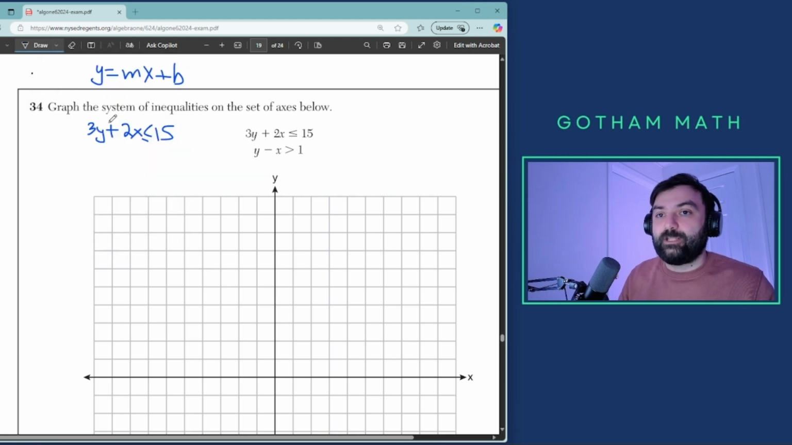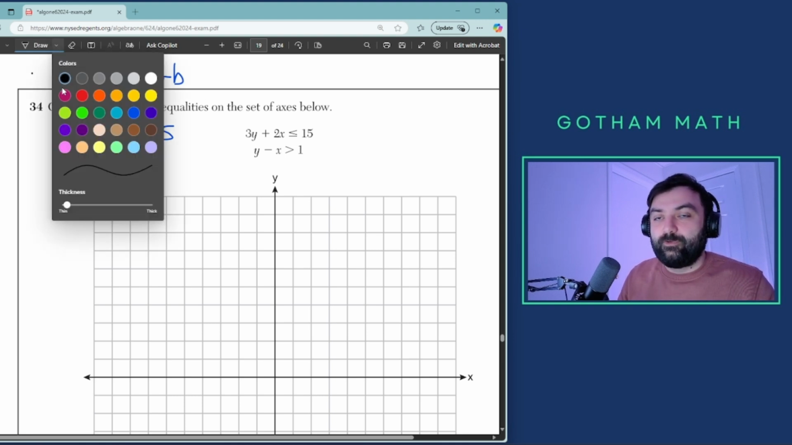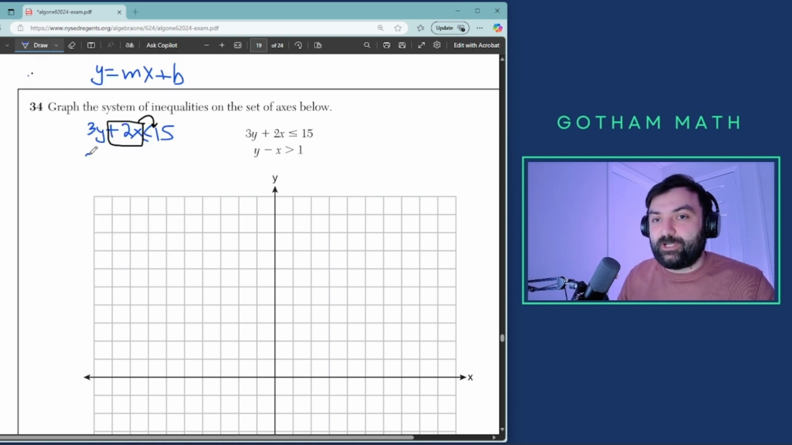So the first thing that I'm going to do, I'm going to take that positive 2x and I'm going to move it to the other side. Some people say move, some people say subtract, however you want to do it. I like saying move so that I know that I'm changing its sign when I move it. So it's going to be 3y less or equals to, now it's going to be negative 2x, and the 15 will just carry down. So this is the first step of making it y equals mx plus b form.